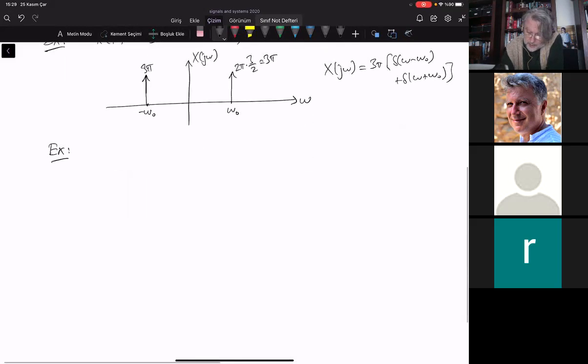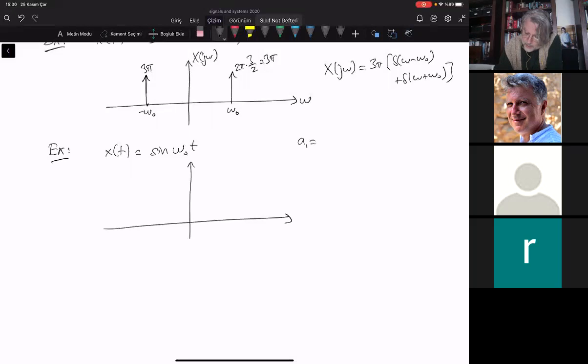A further example is x of t is equal to sine omega 0 t, for example. Of course, the Fourier series coefficients this time will be a1 equal to 1 over 2j, and a minus 1 equal to minus 1 over 2j. These were the Fourier series coefficients from the Euler's expansion.